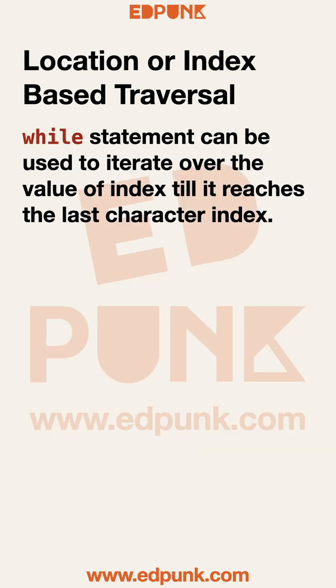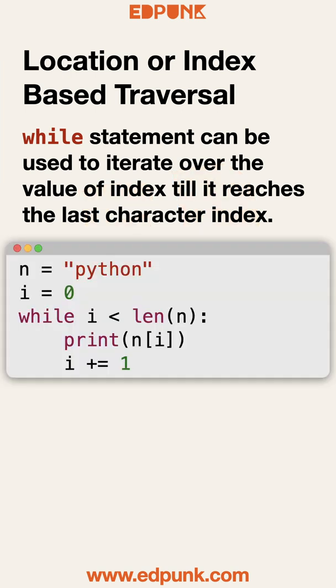While statement can be used to traverse a string by iterating on the value of index. Let us take a look at the program. Assign the string Python to a variable n. Assign the starting value of index, that is 0, to i.